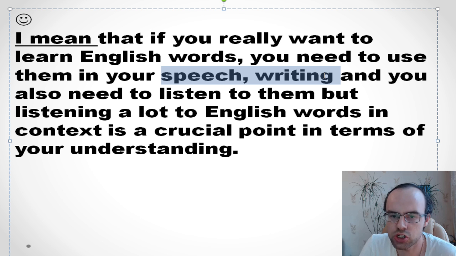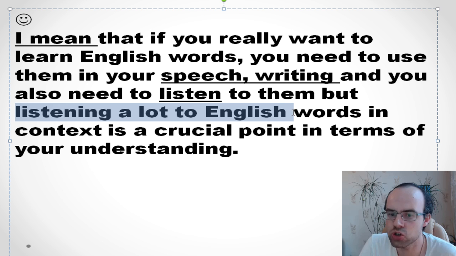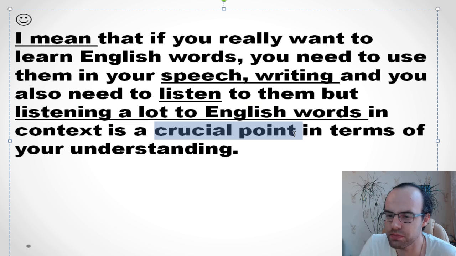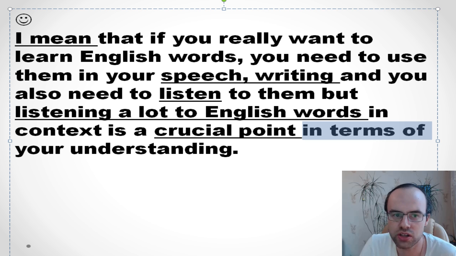So speech, writing, and listening, but listening a lot to English words in context is a crucial point in terms of your understanding. A crucial point means the most important point, the most important thing. In terms of means if we are talking about your level of understanding, concerning your understanding. So you need to focus on it.